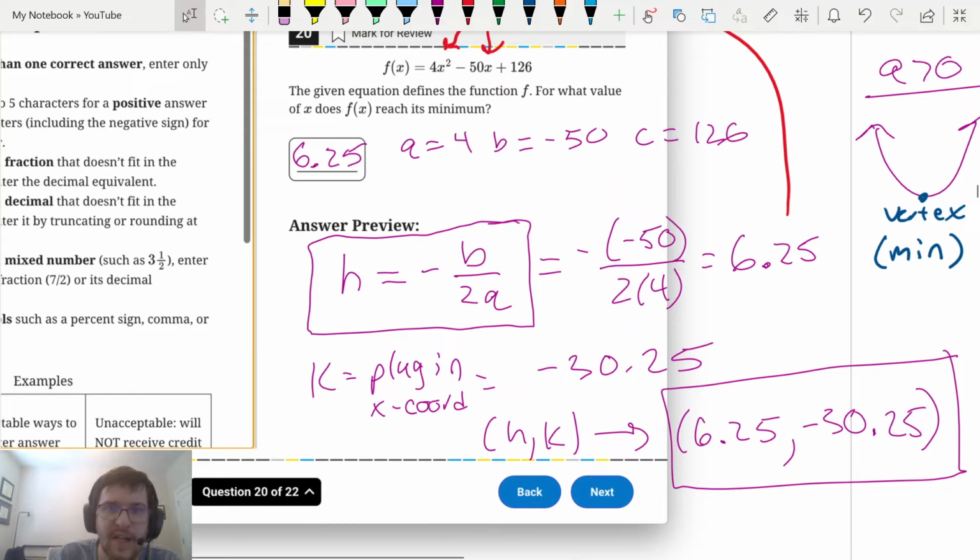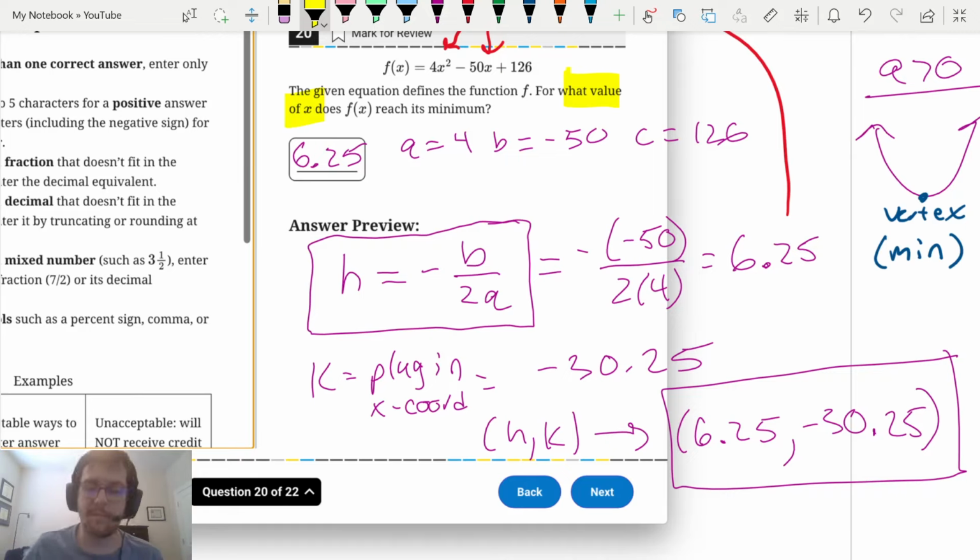So because it says what value of x, then it wants the x value. If it just said what's the minimum, then you would put -30.25. So if it just says what's the minimum or what's the maximum, then you put the y value. If it says for what value of x, then you got to put the x value. Okay, so you got to be very careful.